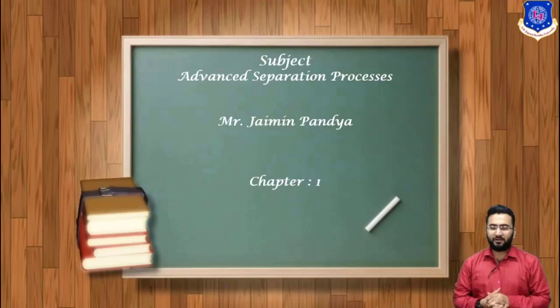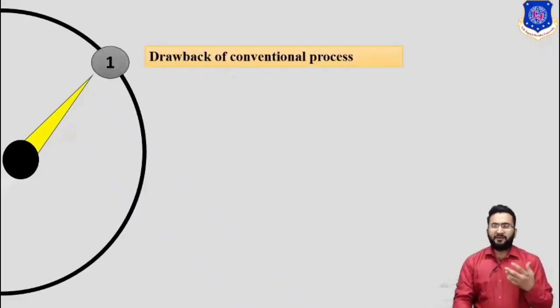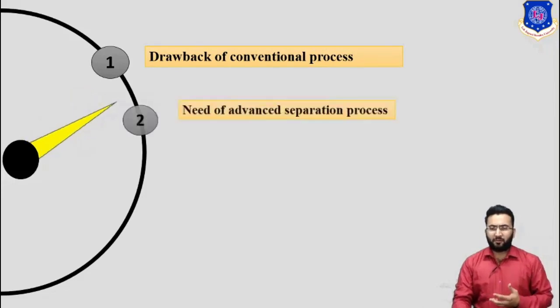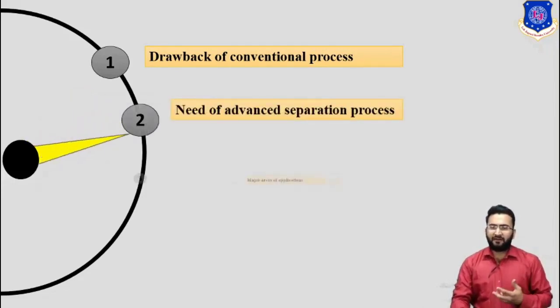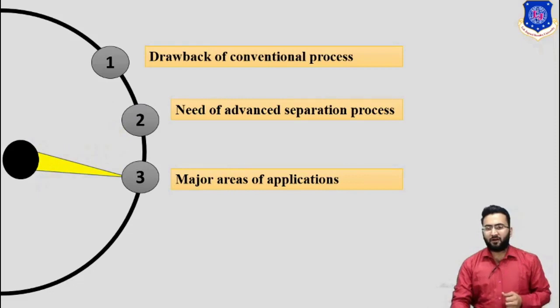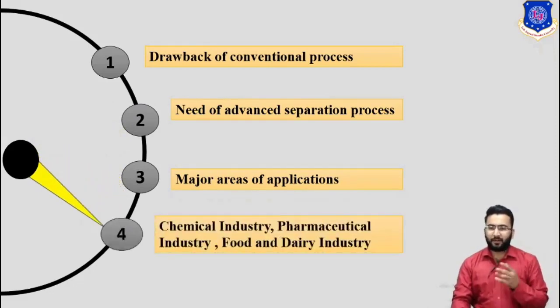So let's continue with chapter number 1. In this lecture, we'll discuss the drawbacks of the conventional process, the need for advanced separation processes, and major areas of application for advanced separation processes such as the chemical industry, pharmaceutical industry, food and dairy industry.